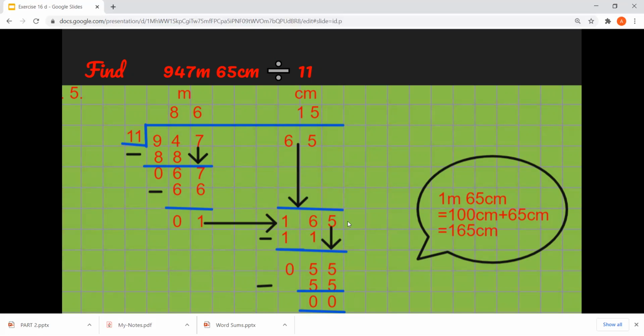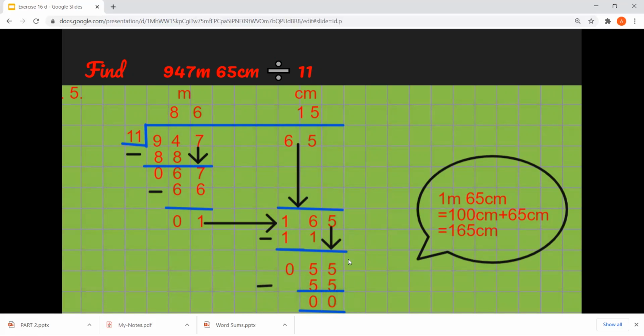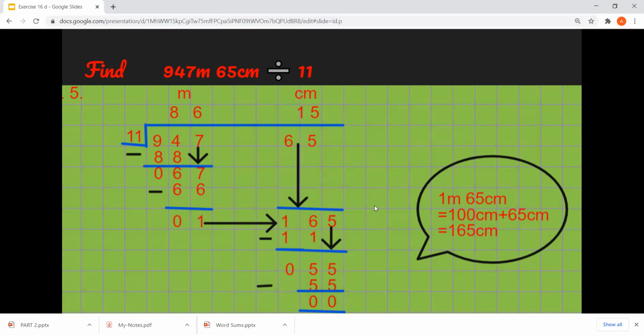Take the first two numbers only, that is 16. So we can divide it by 11. 11 ones are 11, which is smaller than 16. 16 minus 11 is equal to 5. The next number we carry down, that is 5. And now we are having 55. Now say the table of 11. 11 fives are 55. So when we divide 947 meters 65 centimeters by 11, we get the answer, that is 86 meters and 15 centimeters. This is the way we can divide the meters and centimeters.